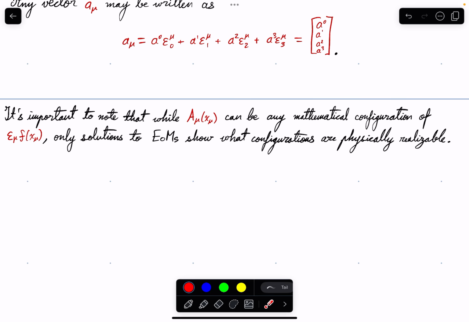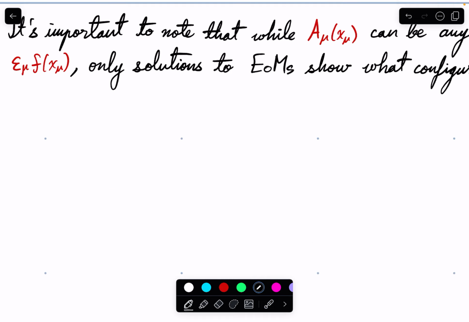So essentially speaking, while mathematically you can have any kind of vector field, it can point in any direction, it can look like anything, only solutions to equations of motion will tell you what configurations actually exist physically in the real world, like which configurations of vector fields actually correspond to physical fields that exist. So let's talk a little bit about this and give some examples.